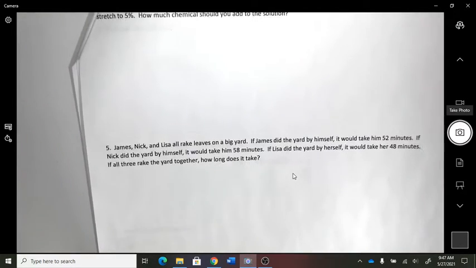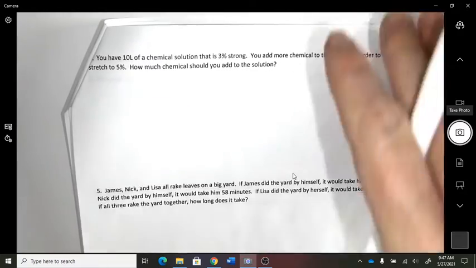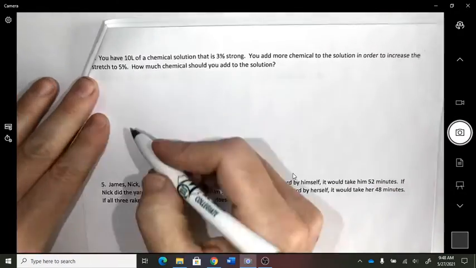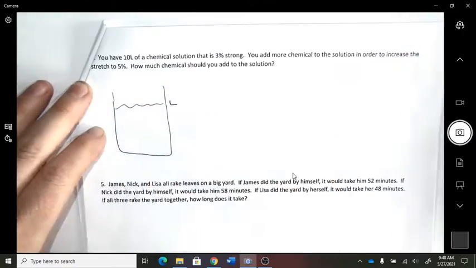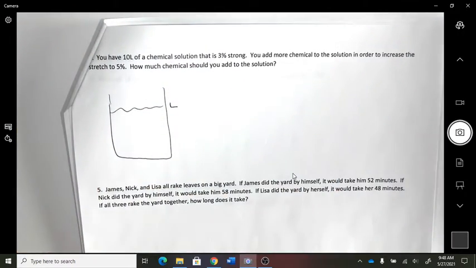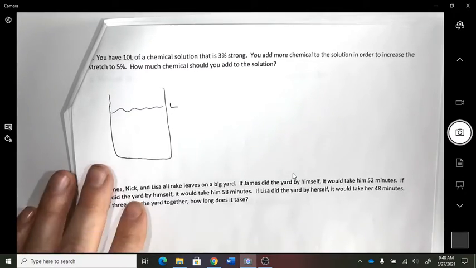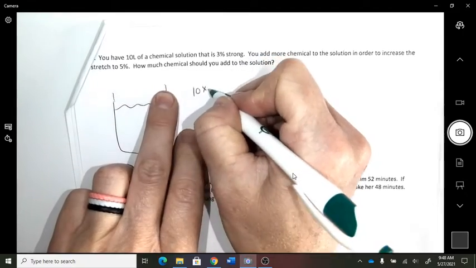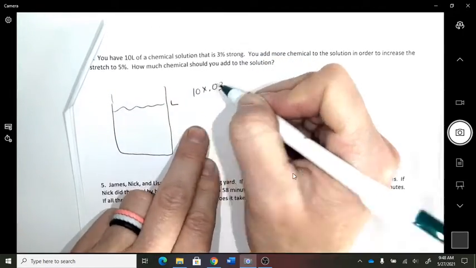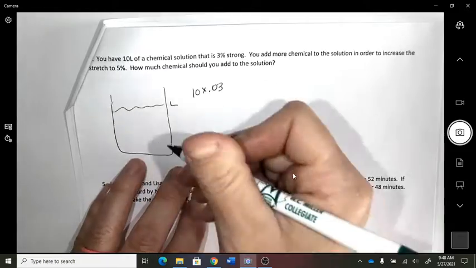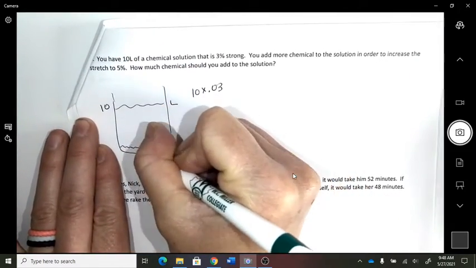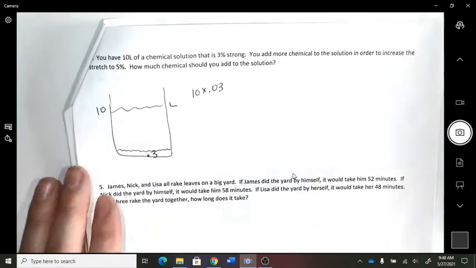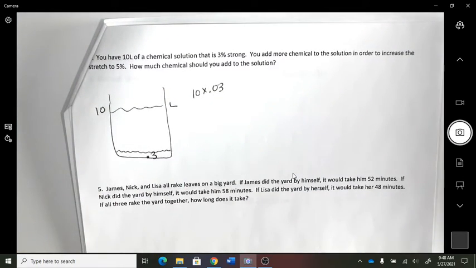Okay, rational word problems. You have 10 liters of a chemical solution right now that is already 3% strong. So how much chemical is in it right now? So 10 times 0.03. You already have 0.3 in there that's chemical floating around.